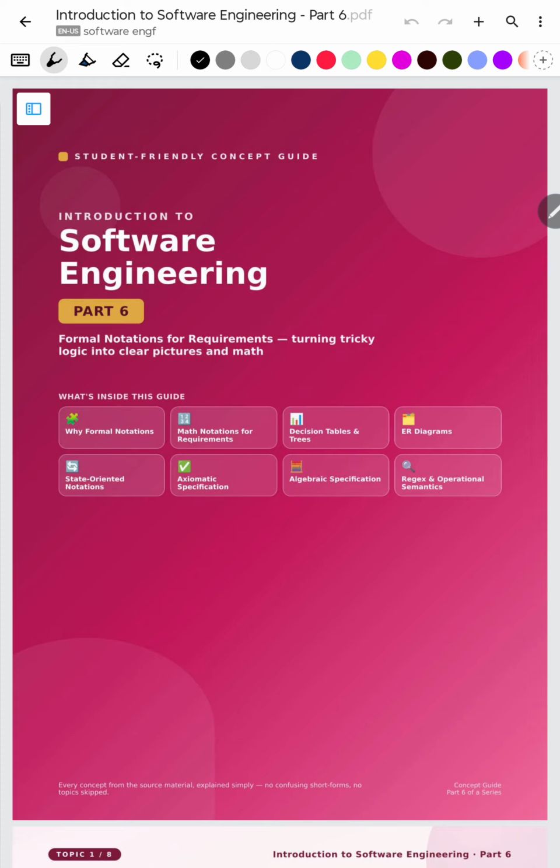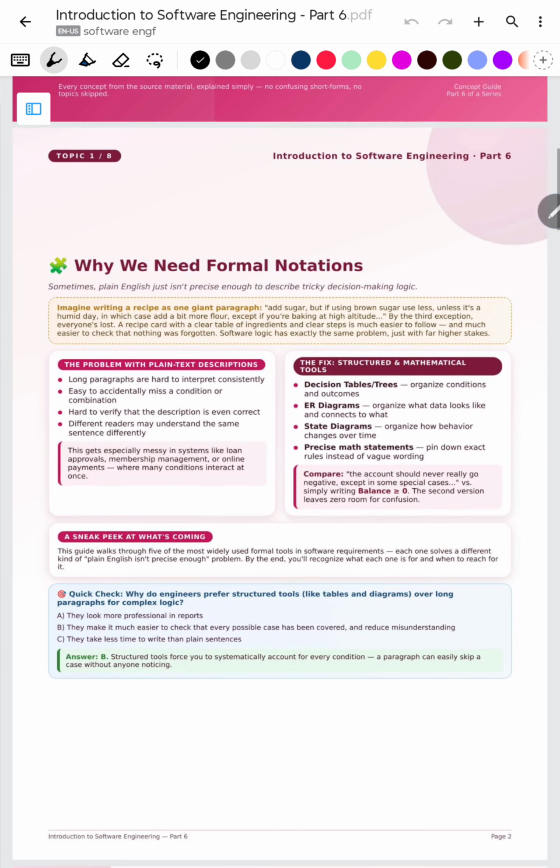This is Introduction to Software Engineering Part 6, where we'll be covering a beginner friendly explanation of formal notations for requirements, which includes why formal notations, math notations for requirements, decision tables and trees, ER diagrams, state oriented notations, axiomatic specification, algebraic specification, regex and operational semantics. We'll try not to overcomplicate it and try to make it easy to understand.